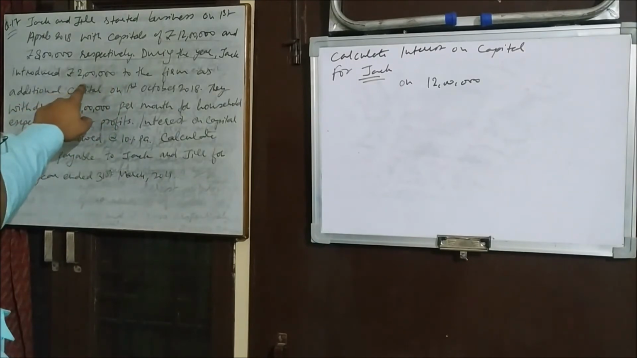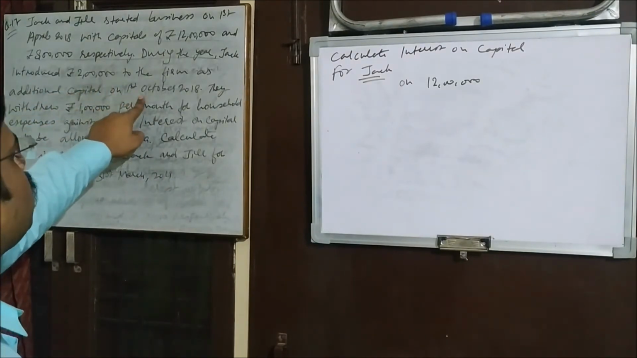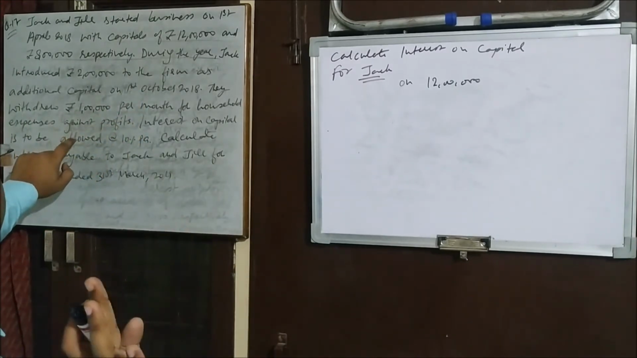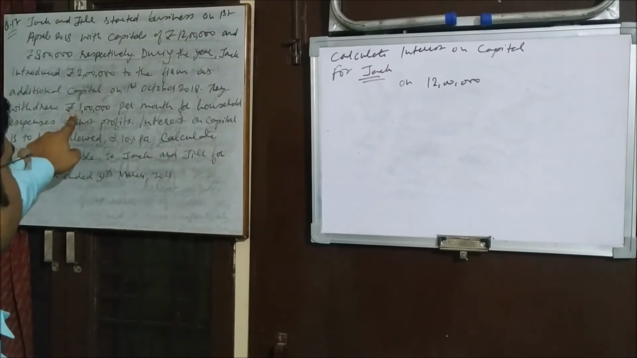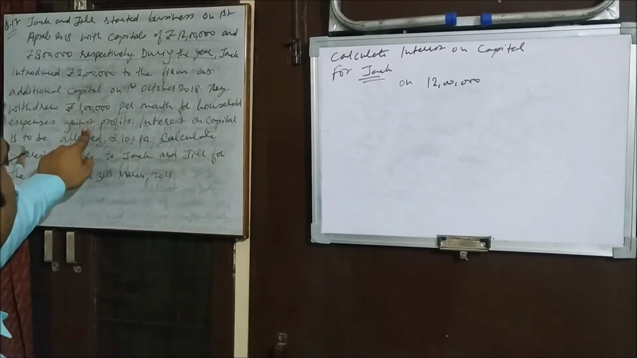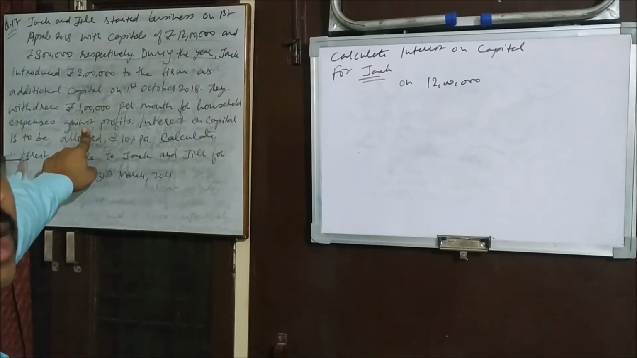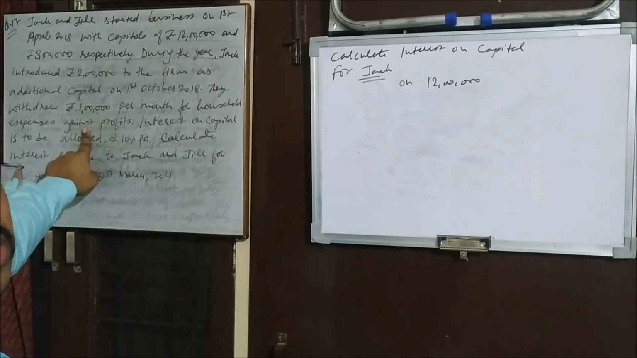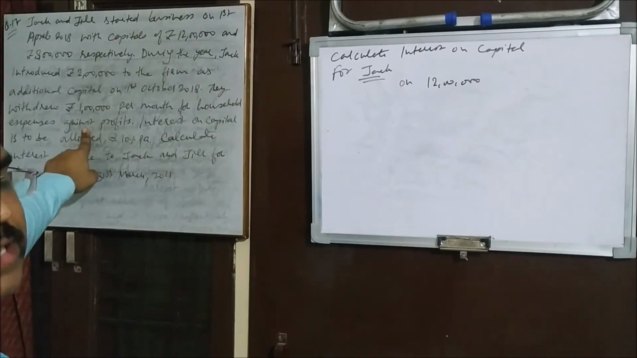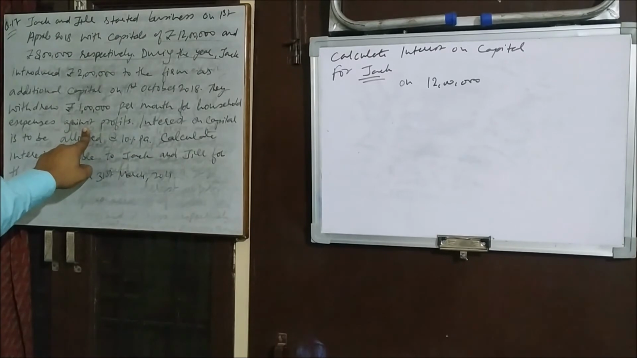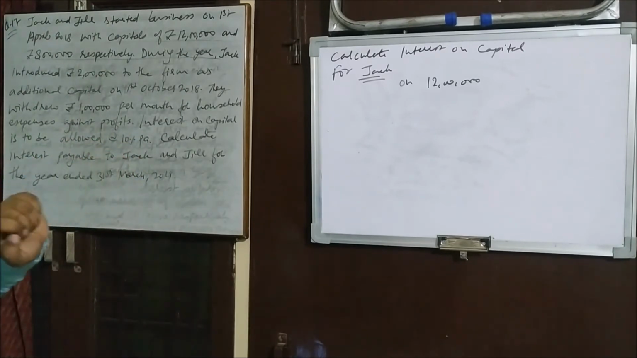During the year, Jack introduced 2 lakh to the firm as additional capital on 1st October 2018. But this 12 lakh will remain in the business for 12 months because they withdrew money, 1 lakh per month, but that is against profits. So when the drawing is against profit, that is not going to reduce the capital, and when it does not reduce the capital, it will not affect interest on capital. While I was explaining the difference between drawing against capital and drawing against profit, I explained that point in that video, so pay attention there. So it will not affect.